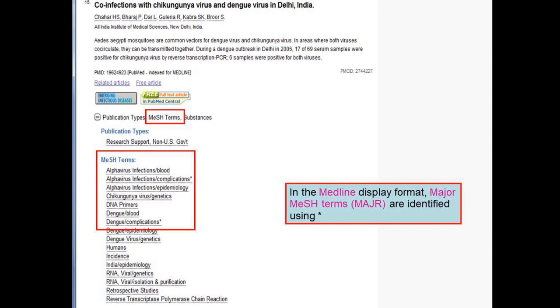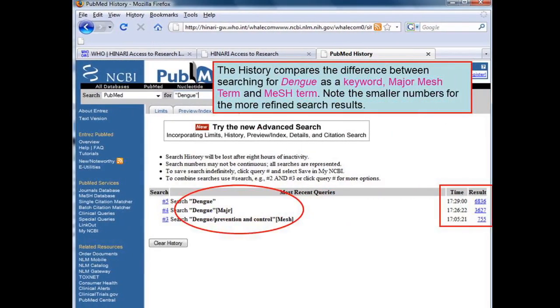So when you search like that, you will get results, and when you click an article, when you click the MeSH terms, you will find all these things, all the major terms identified using asterisks. Fine, you can identify the major terms using asterisks. So this is the search history. The history compares the difference between searching dengue as a keyword, major term, and a MeSH term. Fine. First one is keyword, second one is as a major term, next one is as a combined operator.